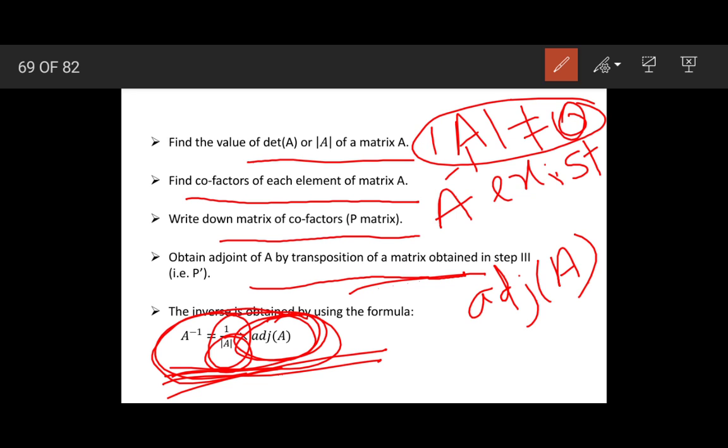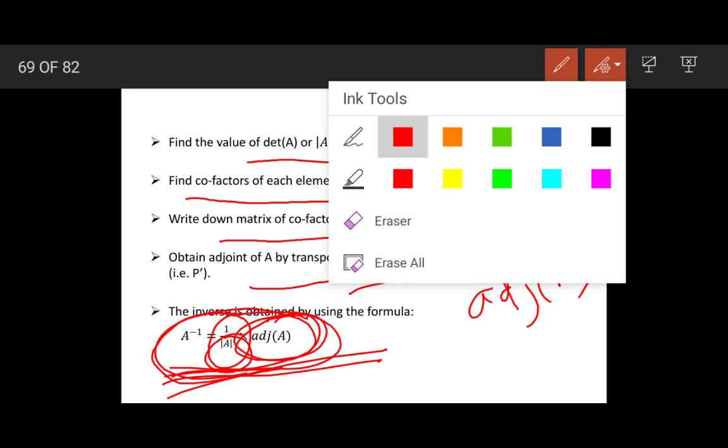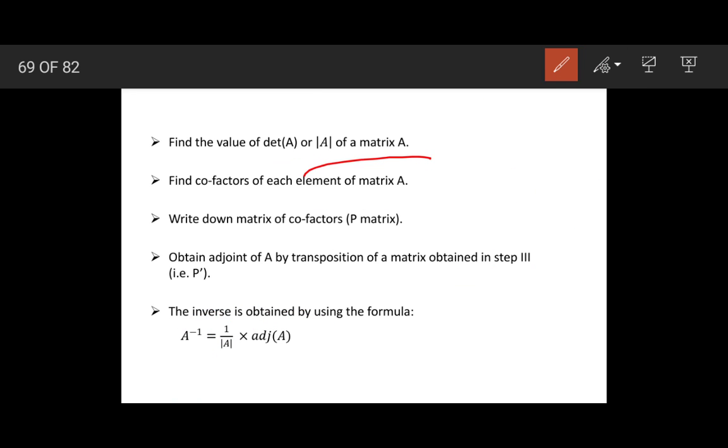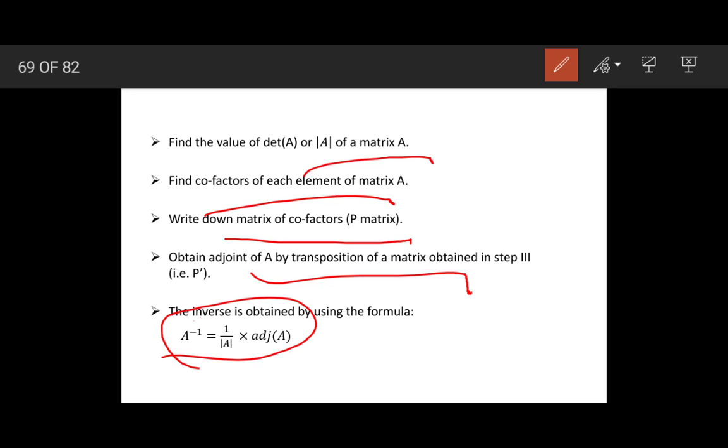So the steps are clear. First step, finding the determinant of A and checking whether it is not equal to 0. Second step, find the cofactor of each element. In the third step, find the cofactor matrix. Next step, find the transpose of the cofactor matrix, that means the adjoint of a matrix. And in the last step, A inverse. A inverse is 1 upon determinant of A into adjoint of A.